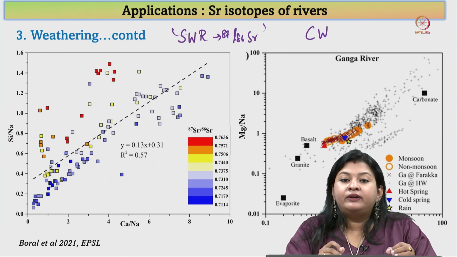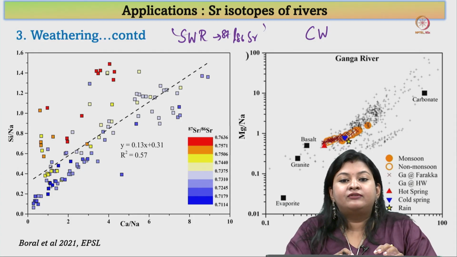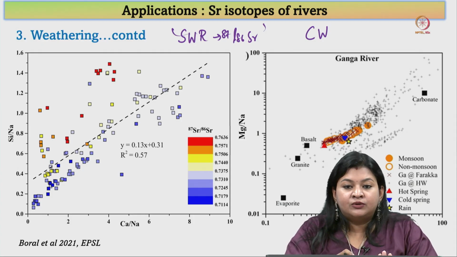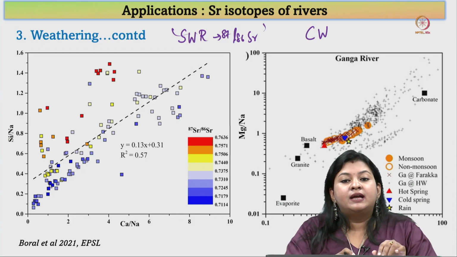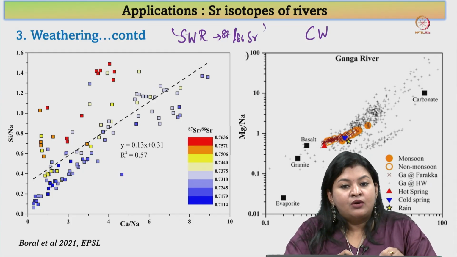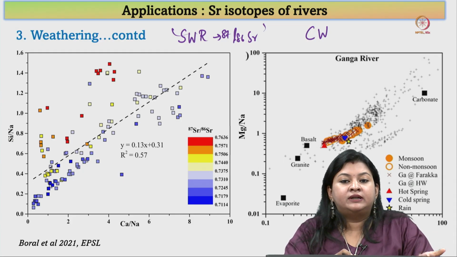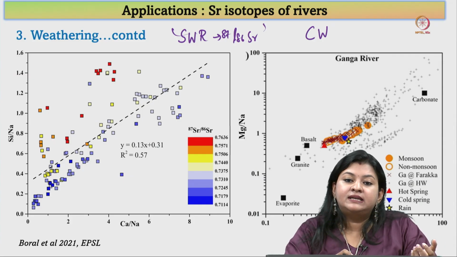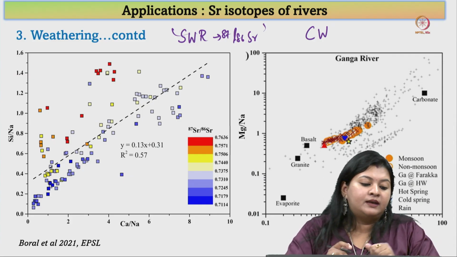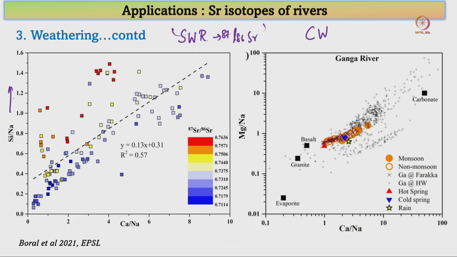Okay. So, often we are going to use these kinds of plots, where we have the elemental ratio of calcium by sodium, and on the other axis we are plotting silicate or silica by sodium. Okay. So, if this is moving high, it shows more and more silicate contribution, and if this is moving high, it shows more of the carbonate contribution.